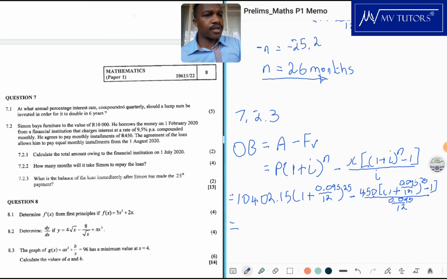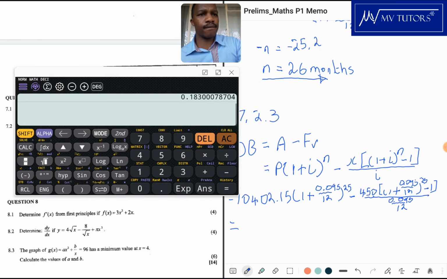Okay, let's go ahead and put this in a calculator then. So this is now going to be 10402.15. Open the bracket, 1 plus 0.095 divided by 12, close that. That's to the power of 25. Come downstairs, subtract now. Let's put the fraction. We've got 450 there. Open the bracket twice. Okay, 1 plus that 0.095 divided by 12.